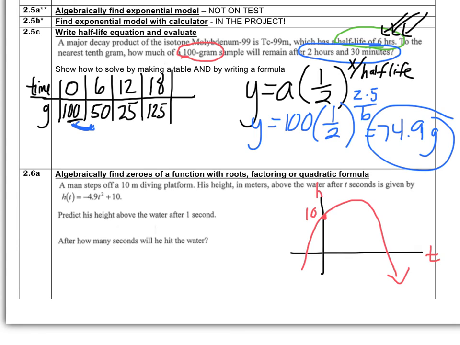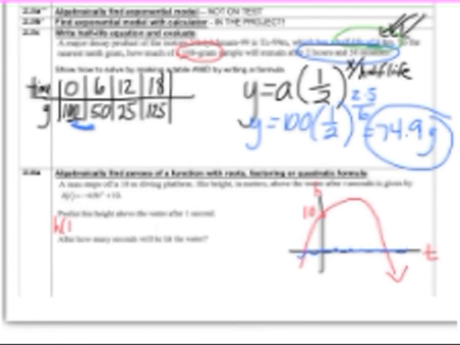So they want to know, predict the height above the water after 1 second. By the way, this right here would be our water. So after 1 second, how high is he above the ground? All we have to do for that is put 1 in for t. So negative 4.9 times 1 squared plus 10. When you simplify that, you're going to get 5.1 meters.